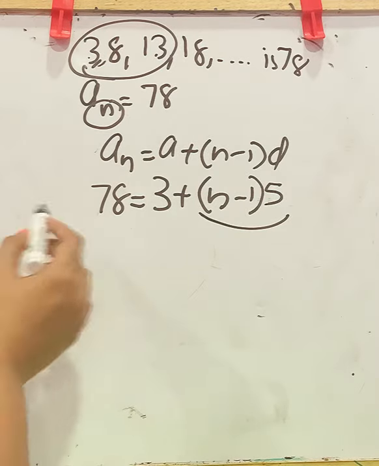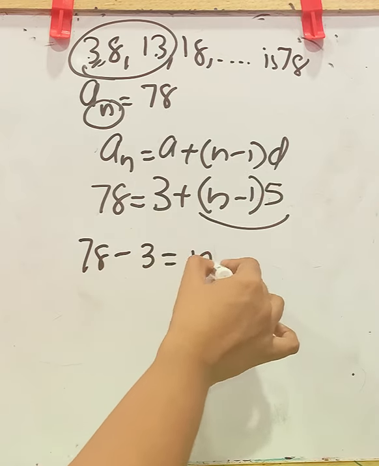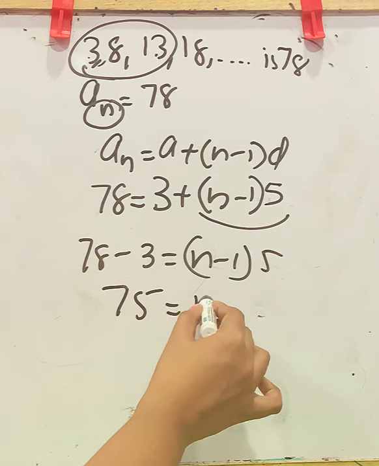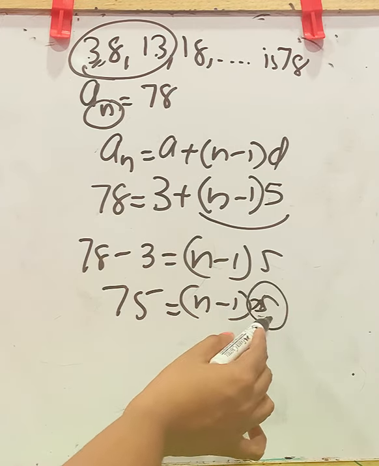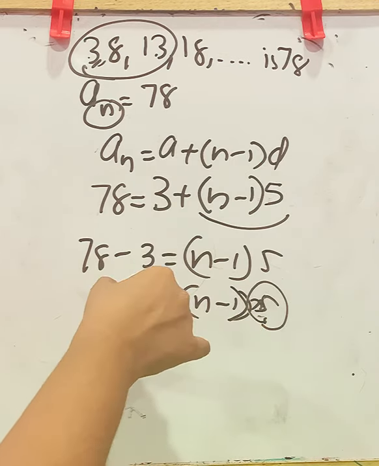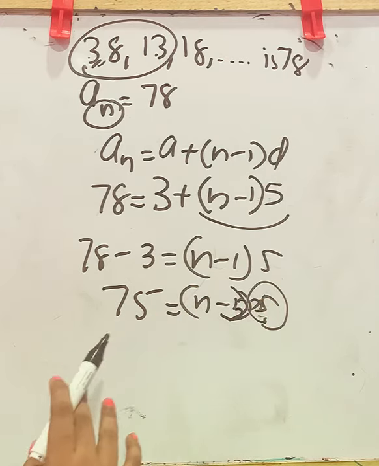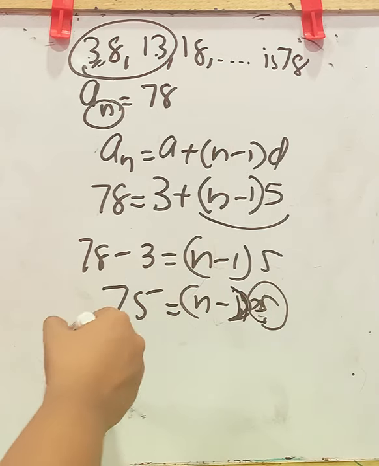Keep this term here. You can take 3 to the side. 78 minus 3 equal to (n minus 1) into 5. 78 minus 3 is 75 equal to (n minus 1) into 5. Now here it is multiplication. You can take this 5 because it is outside the bracket. That is why you can take it to LHS. If it was inside the bracket like this, you can't take that 5. Here it is outside the bracket. So take that 5 to LHS.